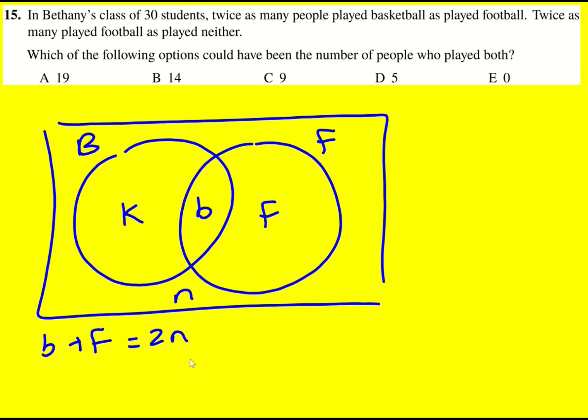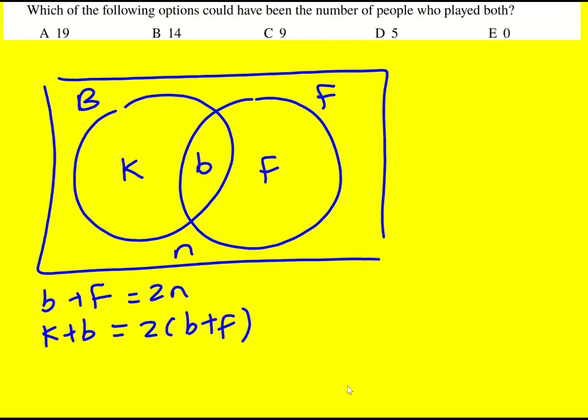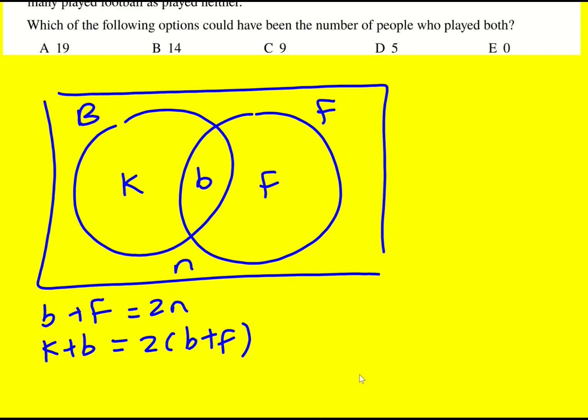And then, sorry, twice as many people play basketball. That's K plus B as play football. So K plus B is then 2 times B plus F. Okay, so that's the second equation. And then a third equation, you can already see how much more complicated this is, that when we add them all up, K plus B plus F plus N is equal to 30.